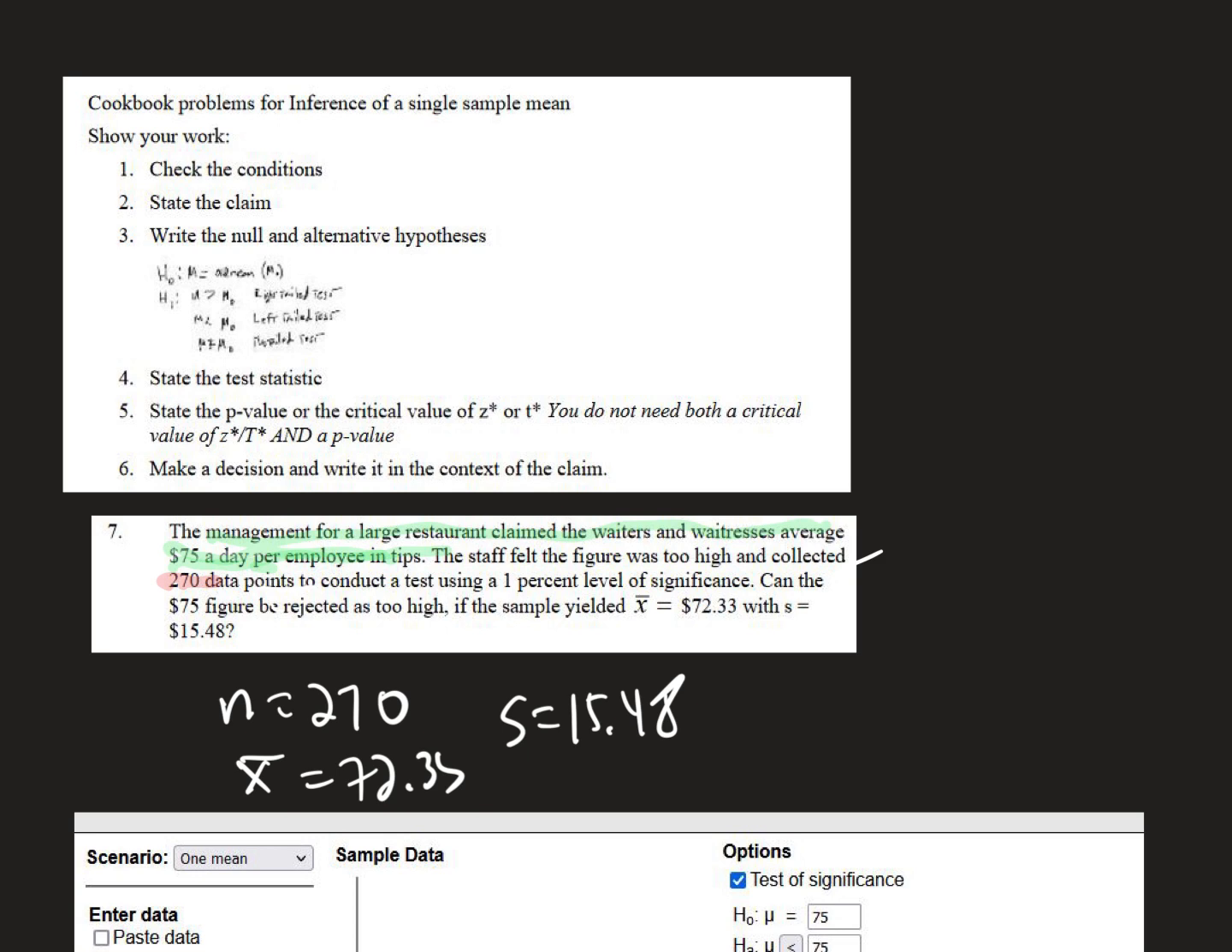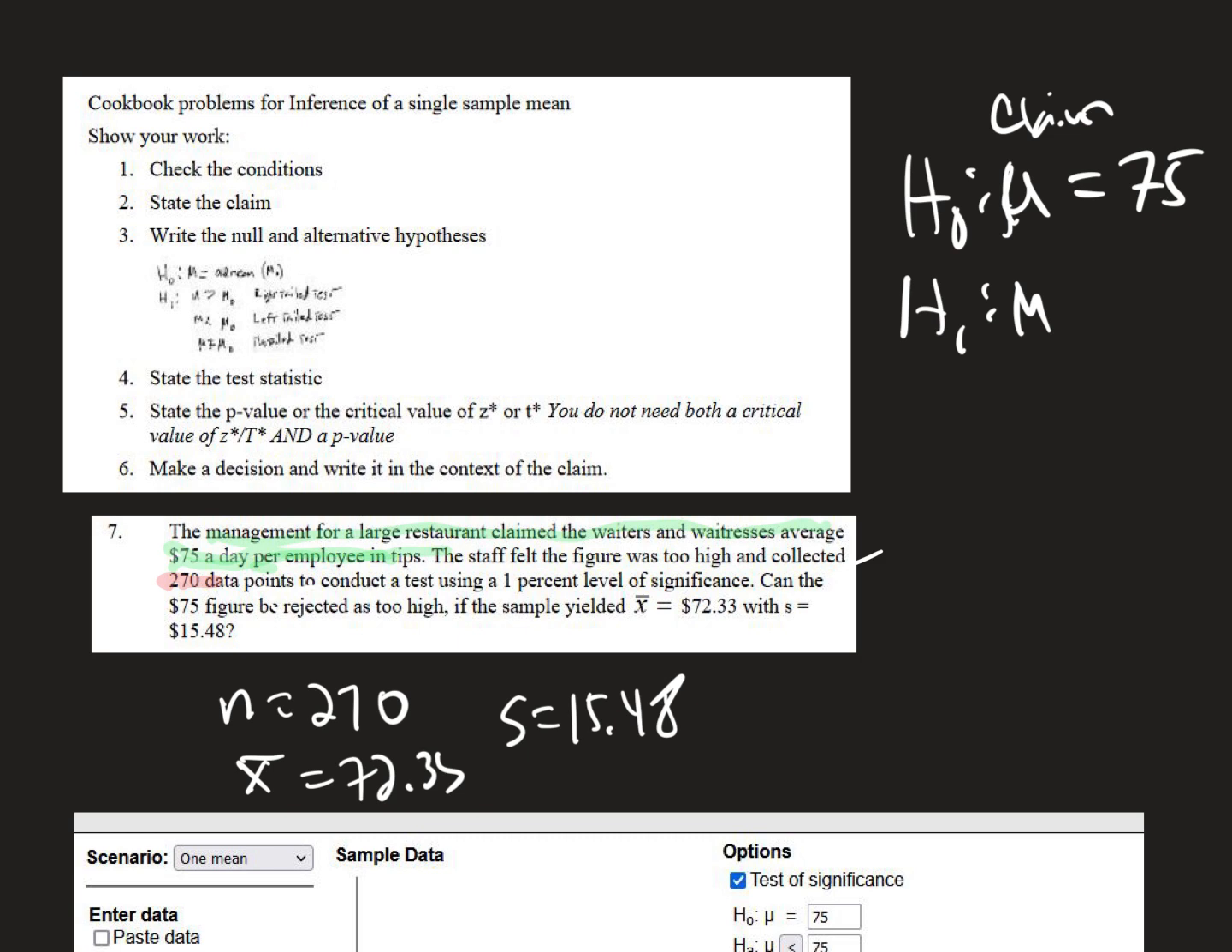H0, the mean, notice I'm using mu because it's the mean, is 75 or more, right? So that's what the management's doing. So there's the claim, I think. You could certainly make H1 be the claim and do it a little bit differently. It's how you interpret it that matters. But I think the way this problem is worded, it makes sense to make H0 be the claim.